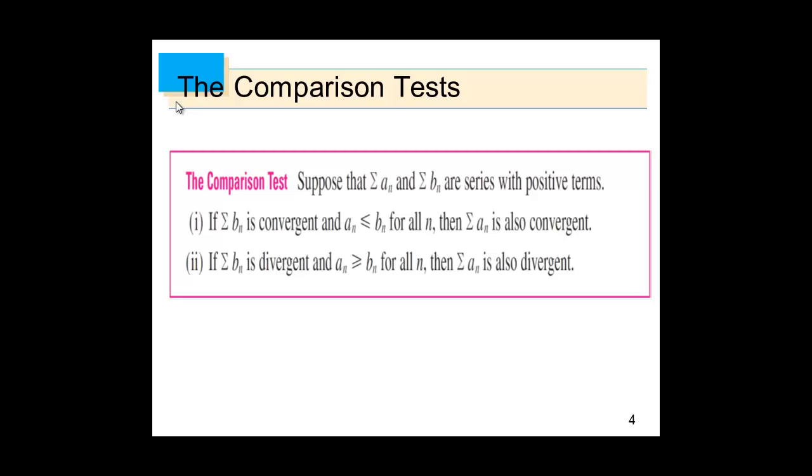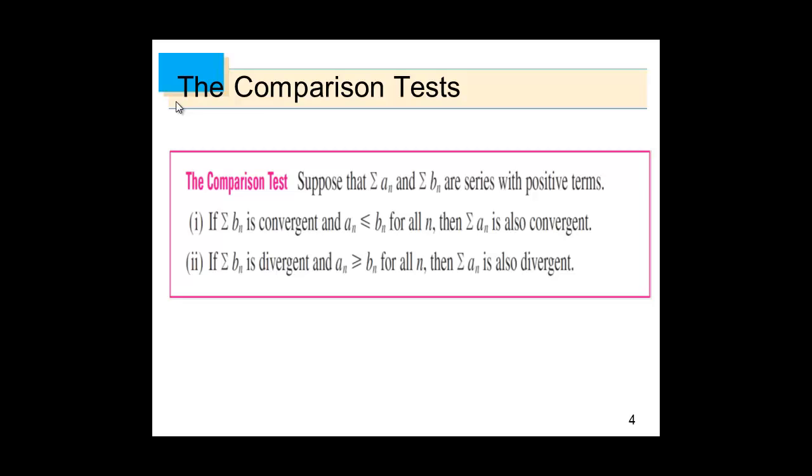Number one says, suppose that sum of Bn is a convergent series. Let's assume that. Then, if you have that An is less than Bn for all n, then the series An is also convergent. Is that making sense? So basically what it is saying is that assume that I have two series and the second series is convergent, and if every term in the first series is less than the corresponding term of the convergent series, then this series got to be convergent as well.